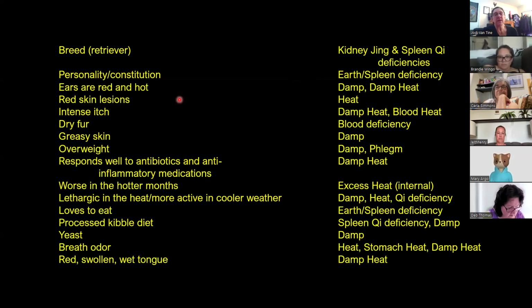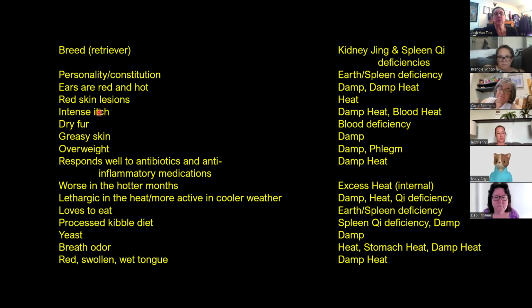So we have red and hot ears. So red is heat and hot is heat, obviously. There's probably a bit of swelling that goes along with that. So that's going to be damp. Remember, damp heat is itis or inflammation. The skin lesions are red, which is going to be heat.